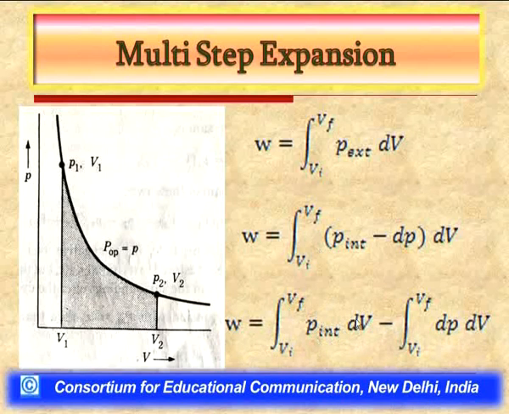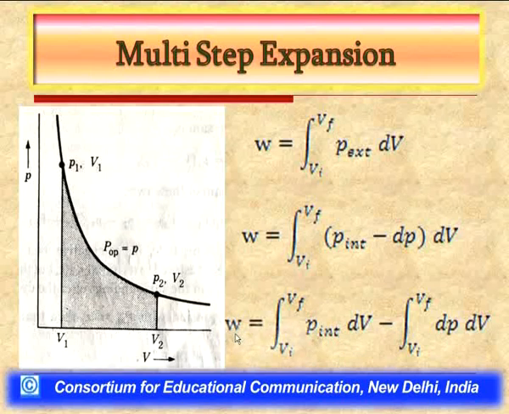that is the internal pressure of the gas times the change in volume, which we need to integrate to find the work. And since the internal pressure is also changing during each step, we need to find out how the internal pressure depends upon the volume of the system, and with the substitution of that expression, we will be able to calculate the expansion work involved in this multi-step expansion.